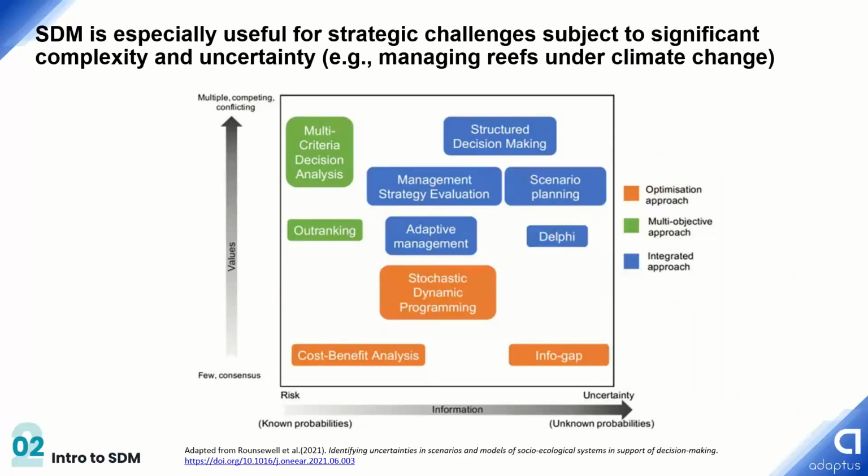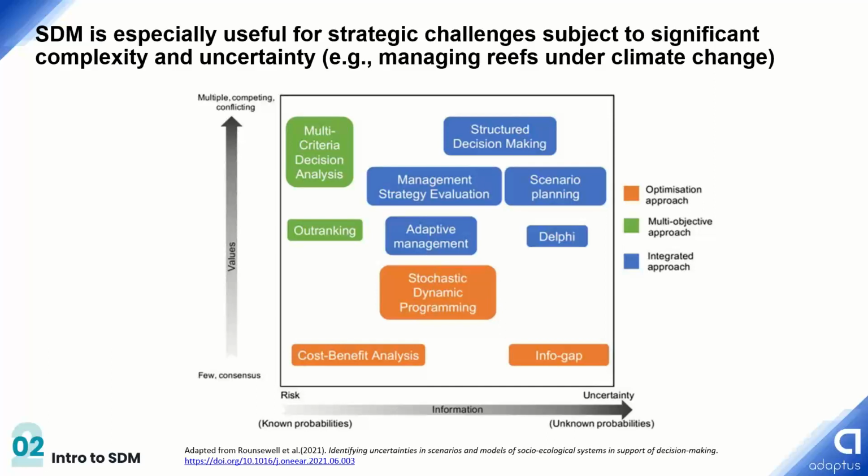Now, there are many, many decision contexts, many decisions that organizations, natural resource managers, and individuals make at various timescales: daily, monthly, annual, multi-year. And there are different approaches, obviously, for those decisions. But where structured decision making is especially useful is for strategic challenges where there is a lot of complexity and a lot of uncertainty. For example, managing reefs under climate change.